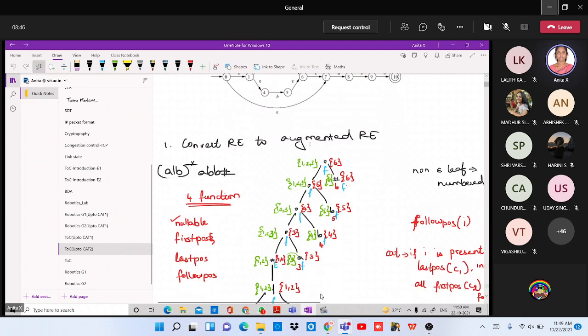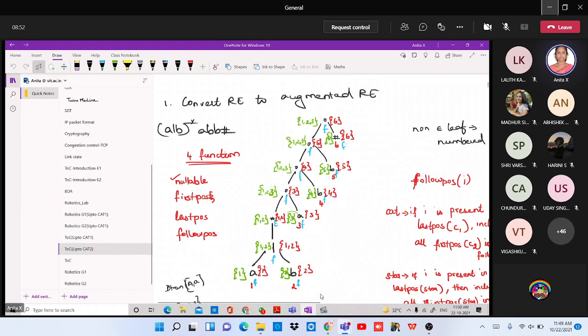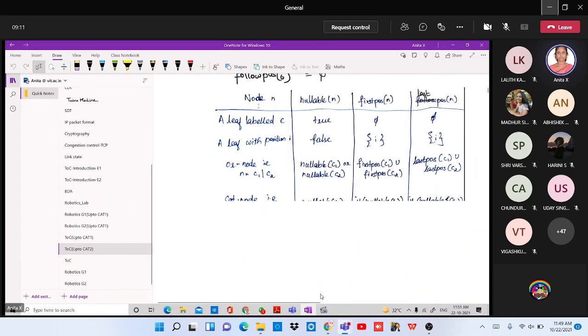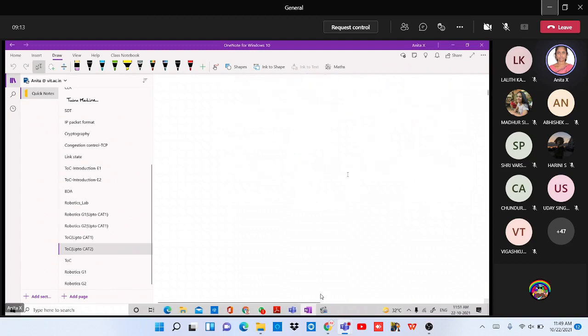Next, we have to convert that regular expression to a parse tree. For this regular expression, you have to construct the parse tree. After constructing the parse tree, we will deal with four functions: nullable, first position, last position, and follow position. While computing these, we'll make use of this table.